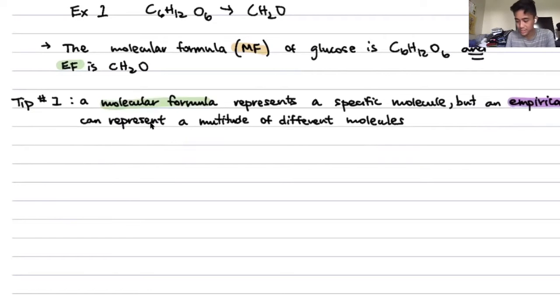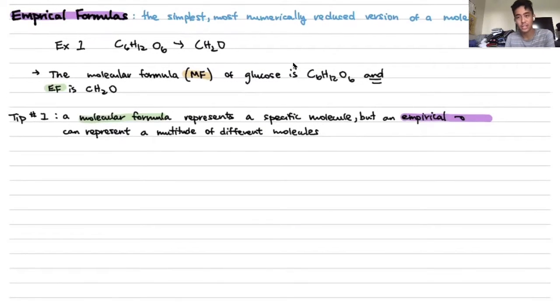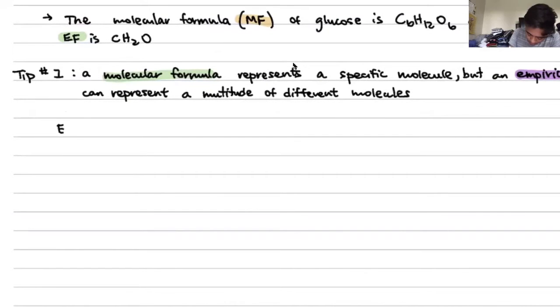Tip 1: a molecular formula represents a specific molecule, but an empirical formula can represent a multitude of different molecules. Okay, a lot of my students ask, what does that mean? So let's do example number 2. What does this tip number 1 mean? So, example 2.